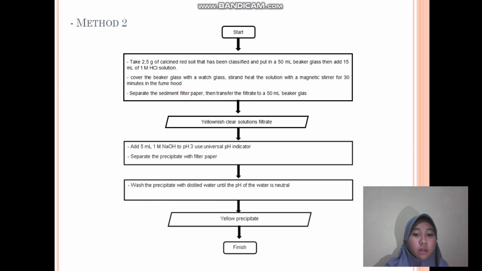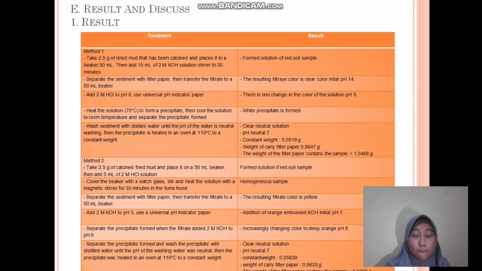Use the yellow colored solution filtrate, adding 5 milliliters of KOH to pH 8, with a universal pH indicator. Spread the precipitate with filter paper. Wash the precipitate with distilled water until the pH of the water is neutral. The yellow precipitate is finished. The next result and discussion.